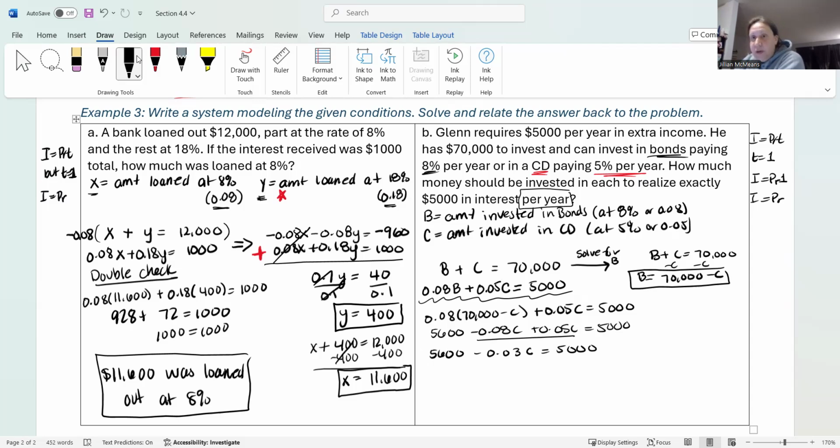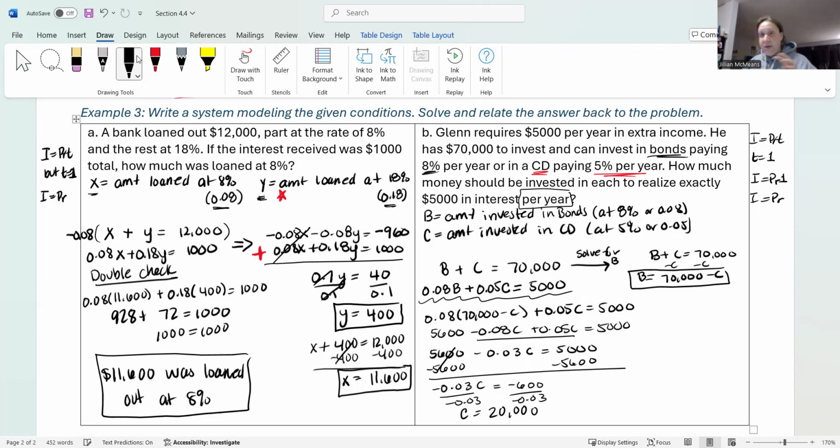We want to get negative 0.03 C alone. To do that, I subtract 5,600. That leaves me with negative 0.03 C equals negative 600. And then I want to get C alone, so I divide both sides by negative 0.03. And let's see what we get. We get that C is equal to $20,000.